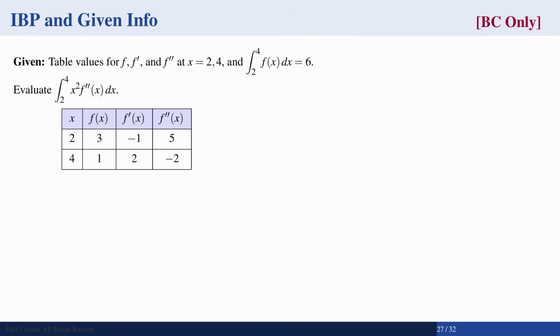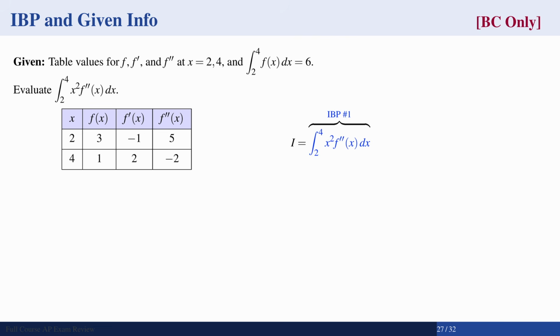Okay, another type of problem that I particularly like is where you're given essentially an integration by parts problem, but you're just given weird information. So for example, here we are told to evaluate the integral from 2 to 4 of x squared f double prime of x dx. And we have a table of values for f, f prime, and f double prime. Also, we know that the integral from 2 to 4 of f of x dx is 6. So there's just a lot of setup for this. So I've done the work here.